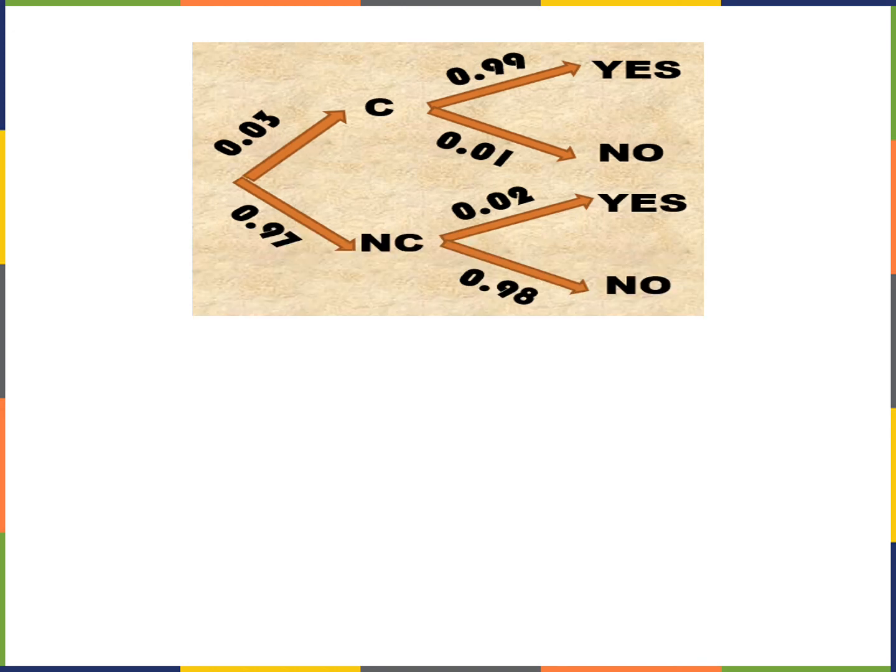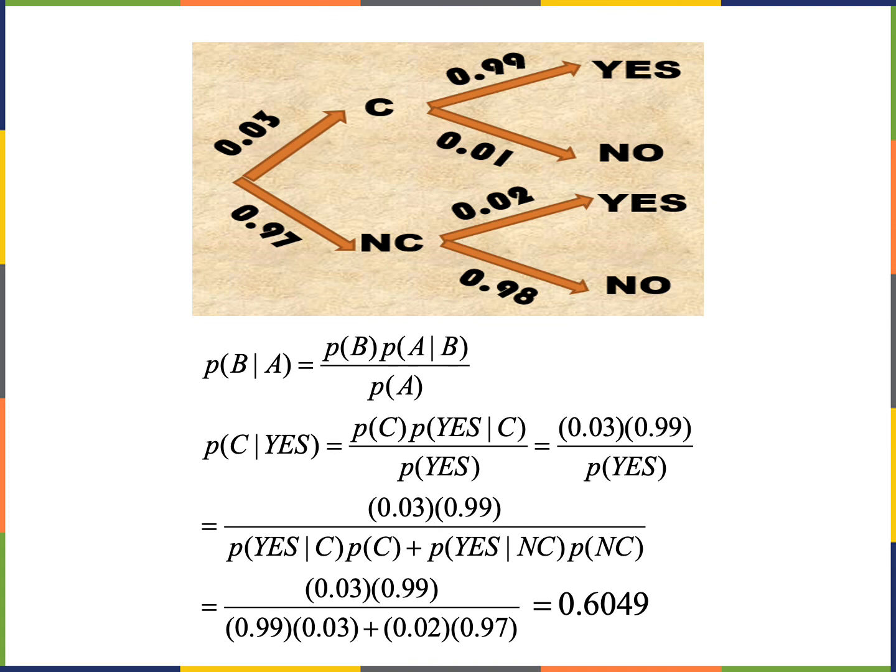All right, so let's continue. What's the probability of a person having the disease if the result is positive? Meaning they want to know the probability of somebody having cancer if they get a yes. So it's kind of backwards, right? So we're going to use this variation of Bayes' theorem.